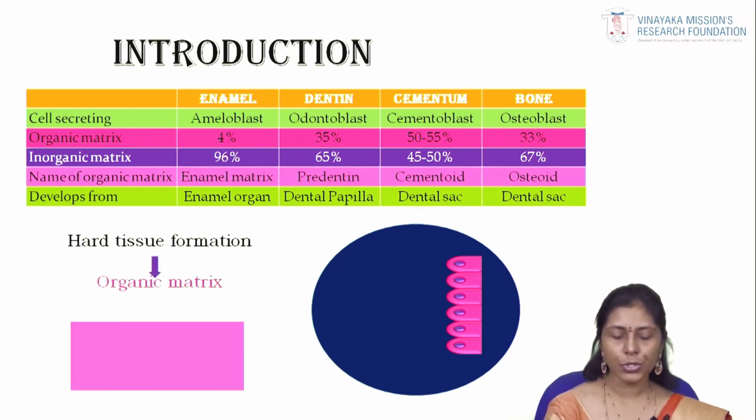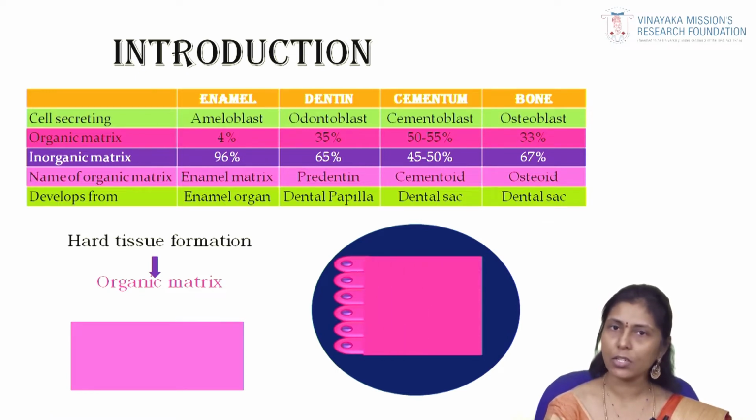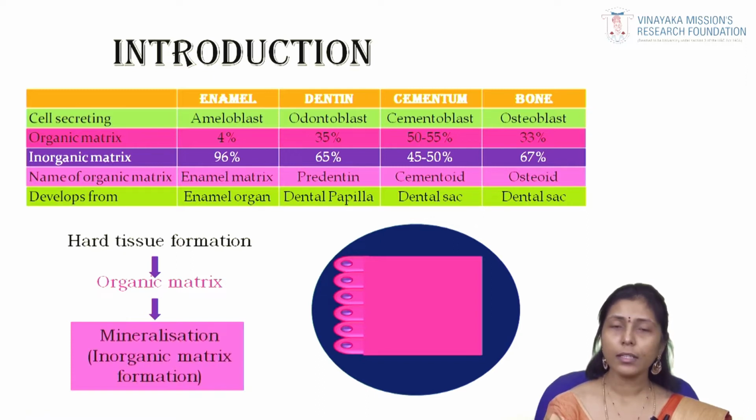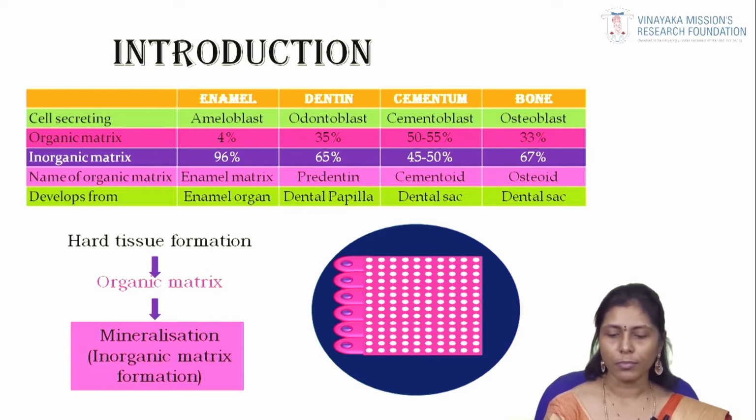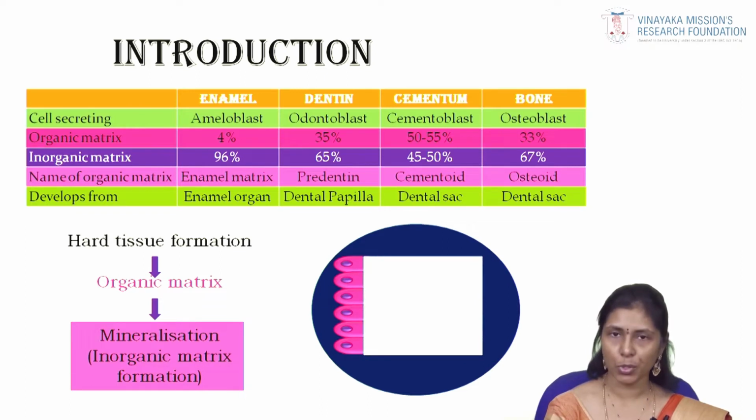How is hard tissue formed? First there is formation of an organic matrix. Any cell that secretes the hard tissue first secretes an organic matrix, and then there is deposition of crystals, that is hydroxyapatite crystals. The crystals enlarge in size and merge with each other, and thus the hard tissue is formed. Here you can see the crystals are deposited and then they enlarge in size and get mineralized. That's how the hard tissue becomes hard in its consistency.